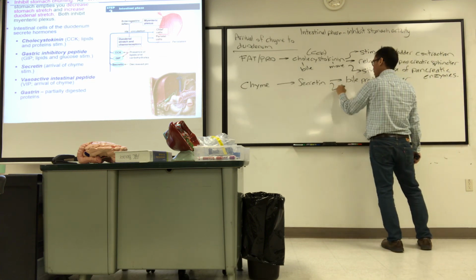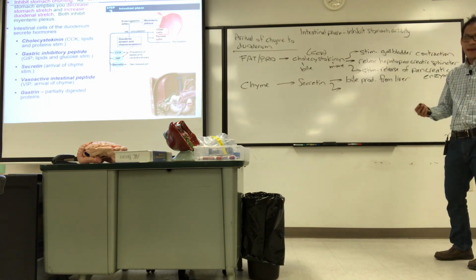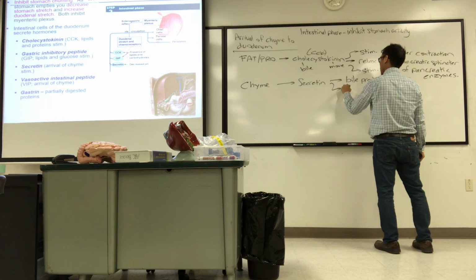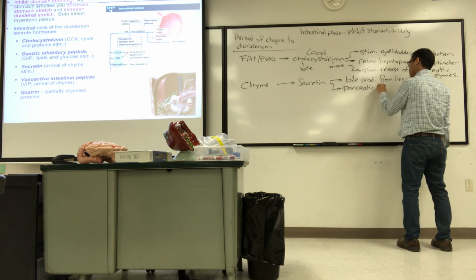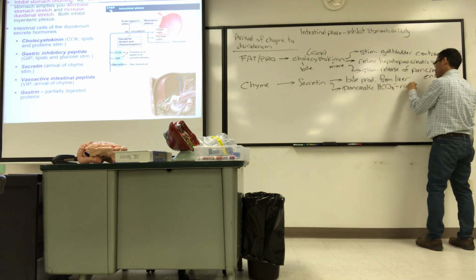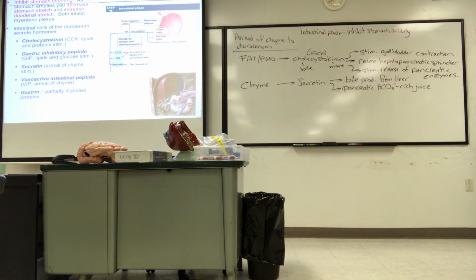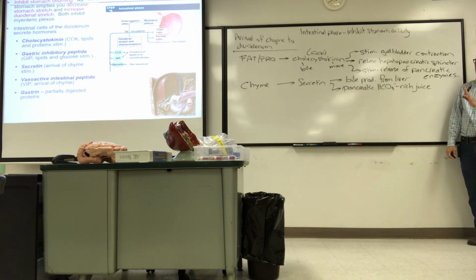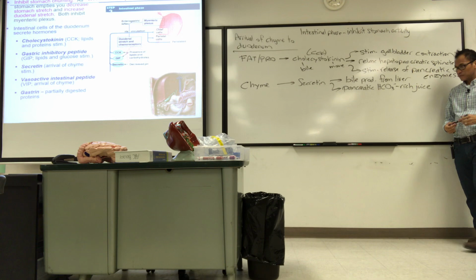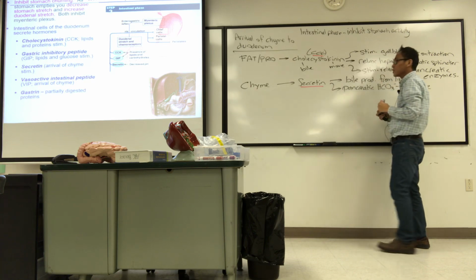And it's going to stimulate this bicarb-rich juice to be released from the pancreas. Okay, so it's bicarb. It's not the enzymes. Enzymes are for digesting foodstuff. But bicarbonate will neutralize the stomach acid. So these are the main two: CCK and secretin. But I'll mention the other ones.